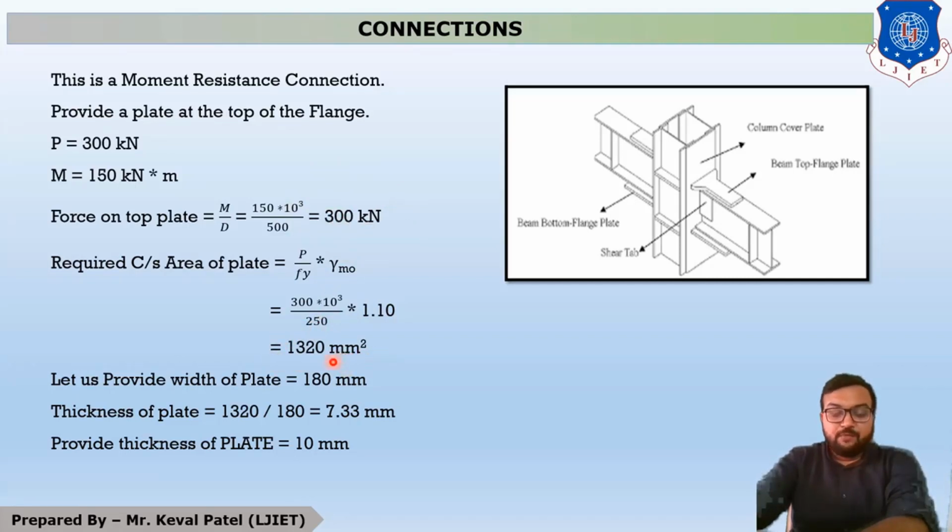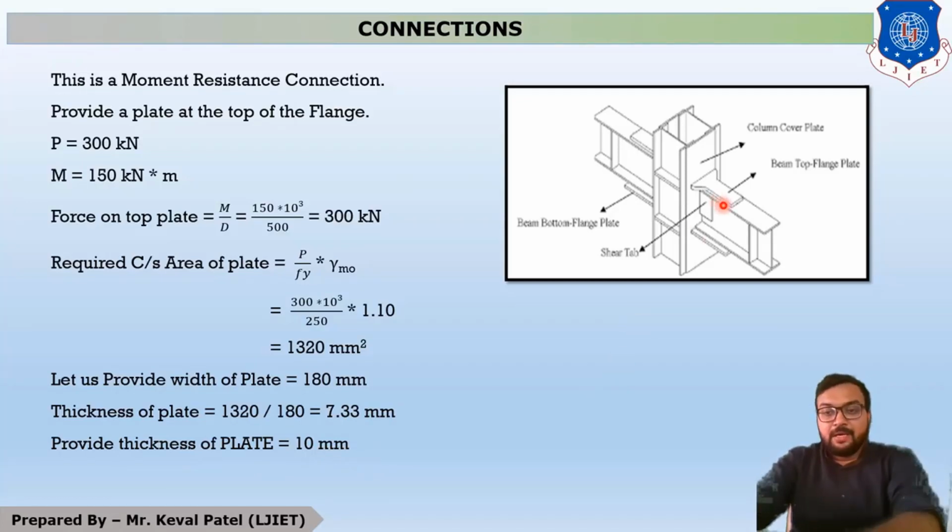Now we have to assume the width of the plate is 180 mm, then what is the thickness? The area is b into t, in which b is 180 mm. So the thickness is 1320 divided by 180, so it is 7.33 mm. It means if we have to resist this much force, its width is 180 mm and its minimum thickness is 7.33 mm. So that's why we provide a plate thickness of 10 mm.